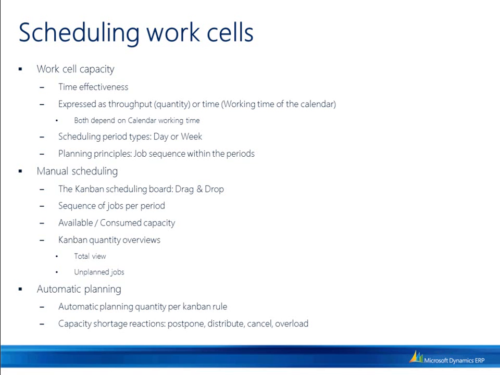If the determined period does not have enough capacity to load the jobs, the following reactions can be configured. Postponed. All jobs of the planning batch are postponed to a period with enough capacity. Distributed. The jobs are distributed to periods with enough capacity job by job. Cancelled. The automatic planning is cancelled and the jobs remain unplanned. Overload. The work cell period is overloaded and requires manual interaction from the planner.